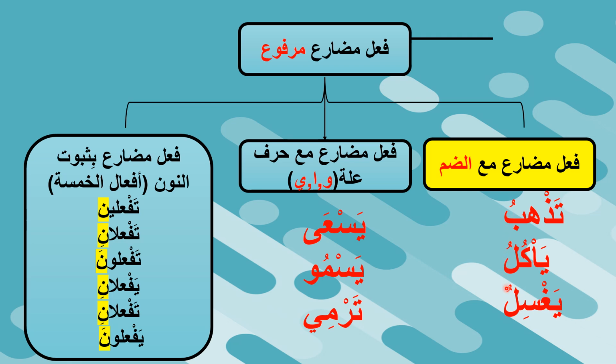Then it is called Fel Mudaare Bidam. That means you can see a clear dhamma on the Sahih letters. There are no weak letters in these Fel Mudaare.